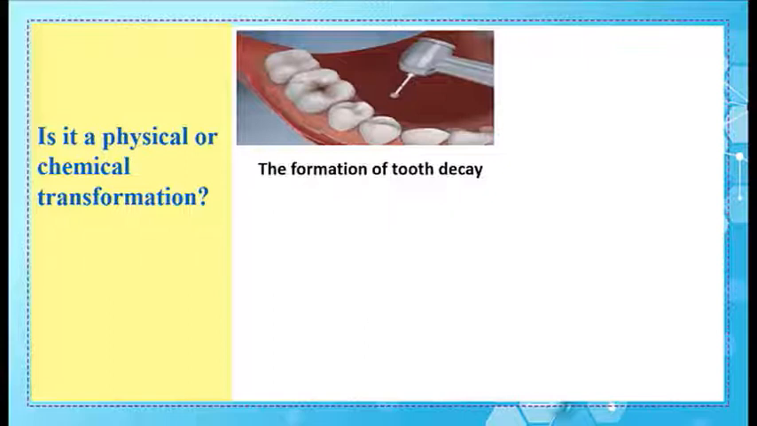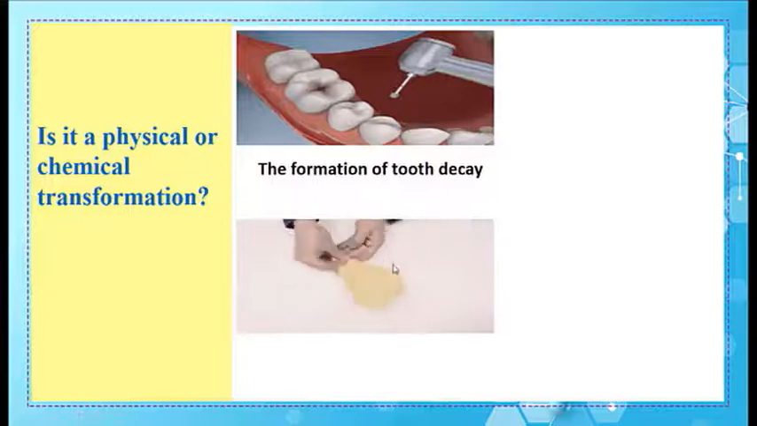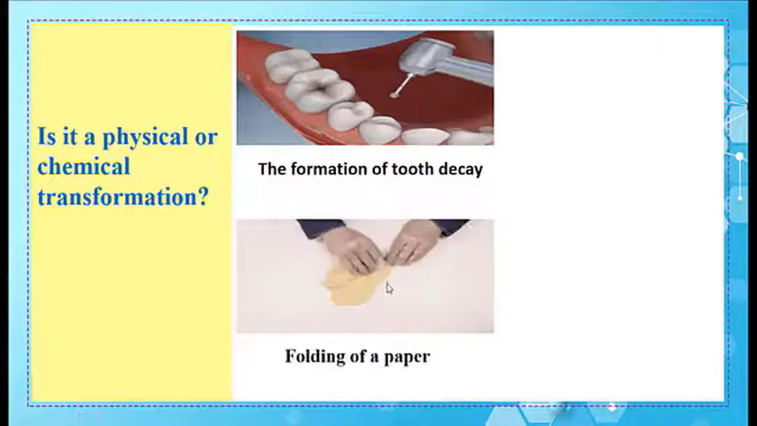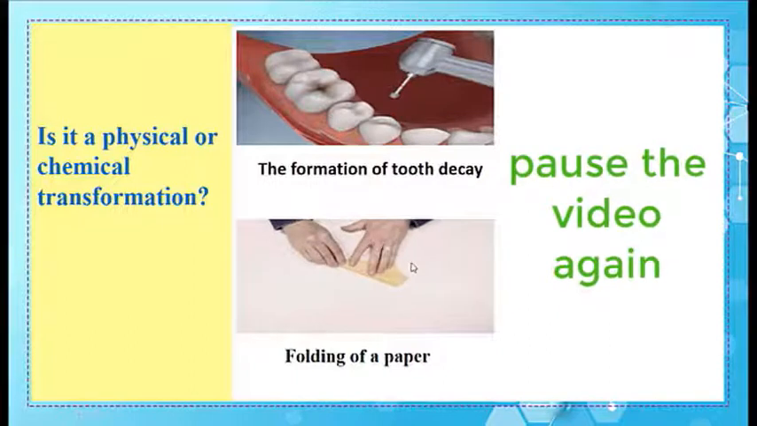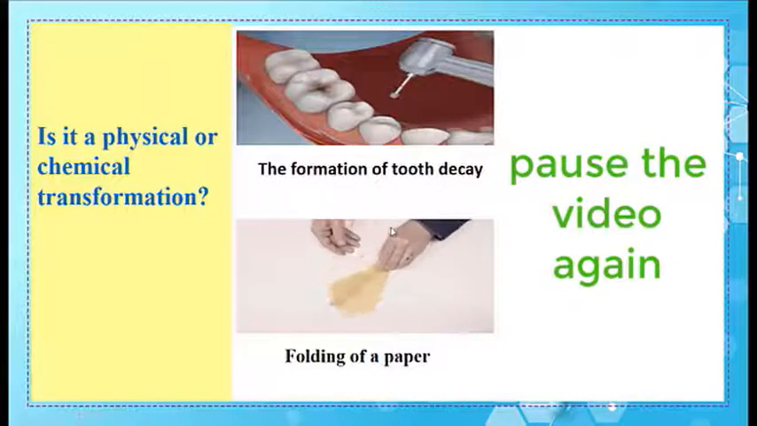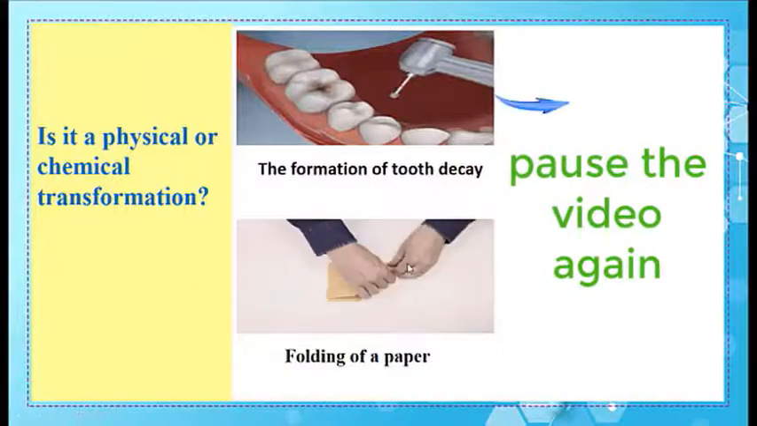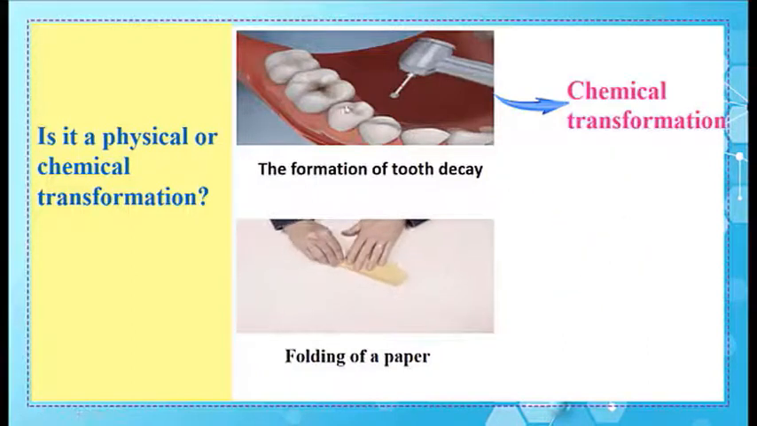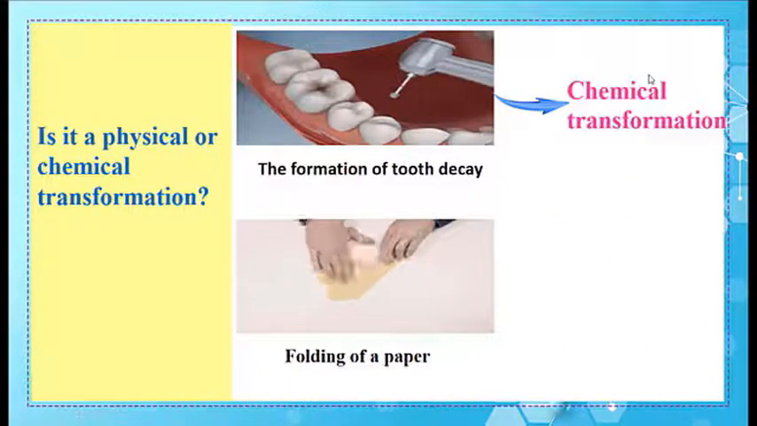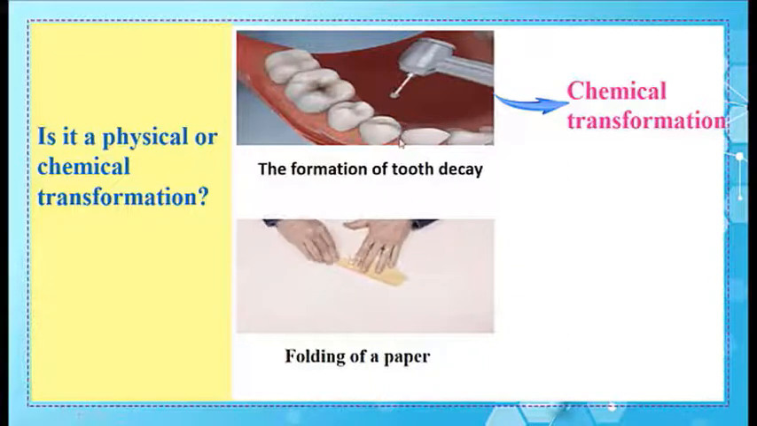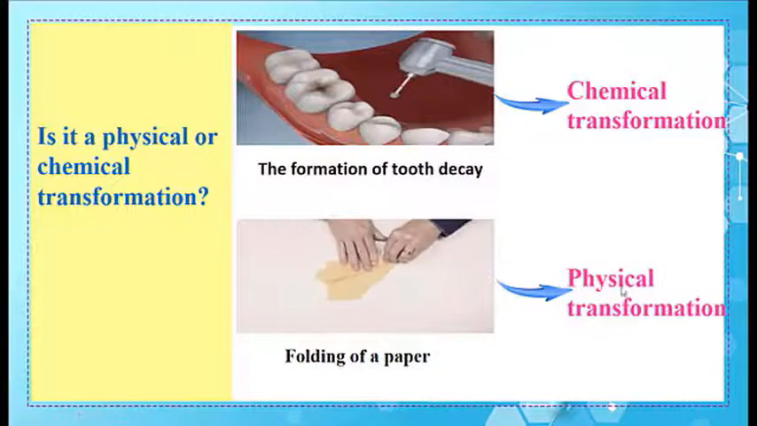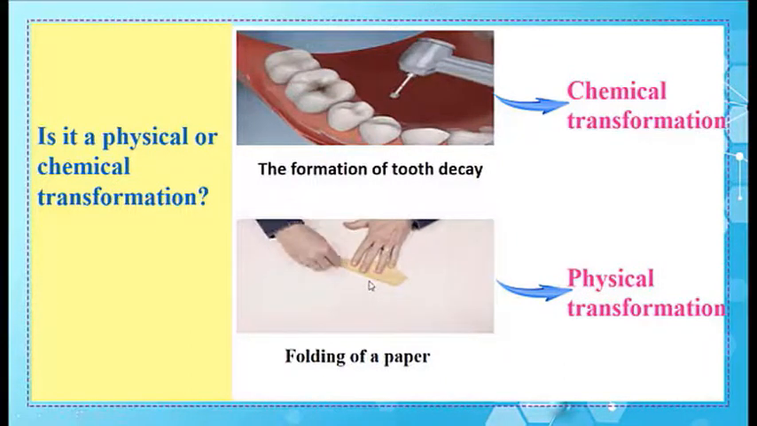Decaying of tooth. The formation of tooth decay. Pause the video again. Observe this black spot. Is it physical or chemical? What about folding a paper? Starting from one big paper and folding it again. Pause the video, please, and think. Classify them. Good. The first one is a chemical transformation, since new substances are obtained, while the second one is physical. I'm still having a paper, but in another shape.